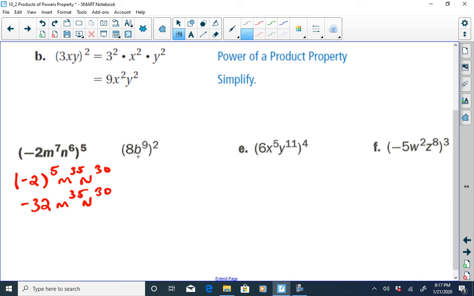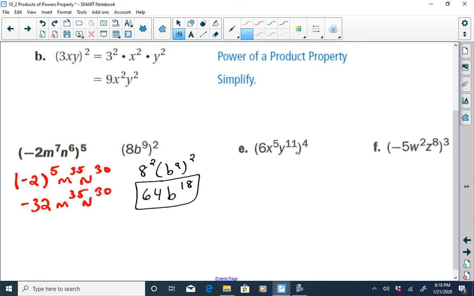Right, this next example, much easier. We just have 2 factors here. But the 8 has to be raised to the second power. The b to the 9th, right, has to also be raised to the second power. 8 squared is 64. B to the 9th raised to the second power, raising a power to a power, we multiply those exponents. So it's going to be b to the 18th power.